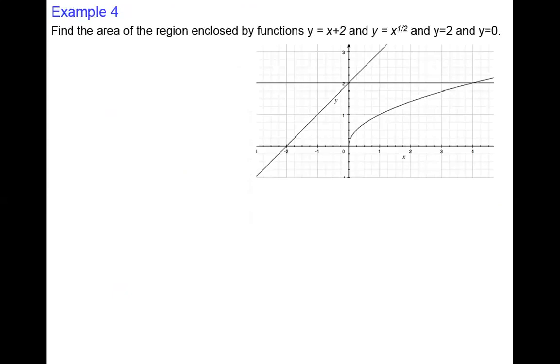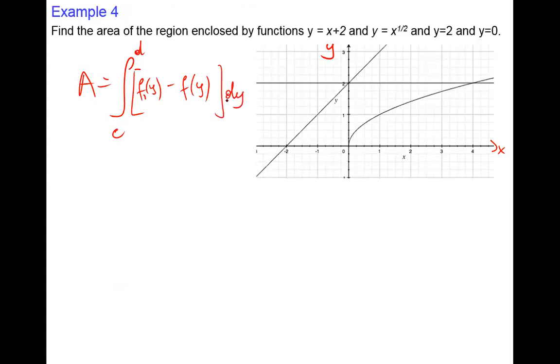In order to find the area, instead of looking at the top function and the bottom, we can try to integrate not with respect to x, we can try to integrate with respect to y. Let's see, the area will be the integral, I can still say from C to D, of f of y minus another f of y, with respect to y. That's what we have to do.